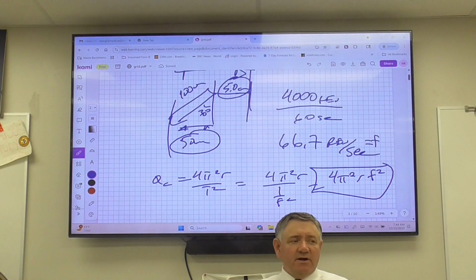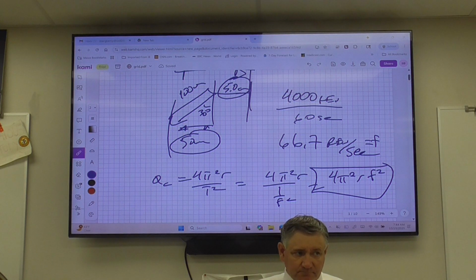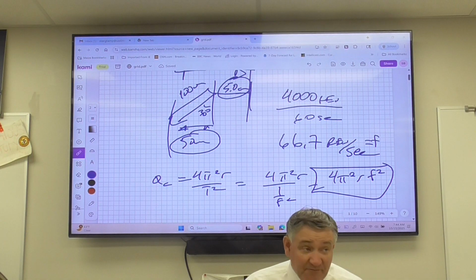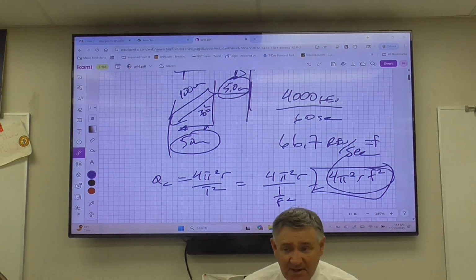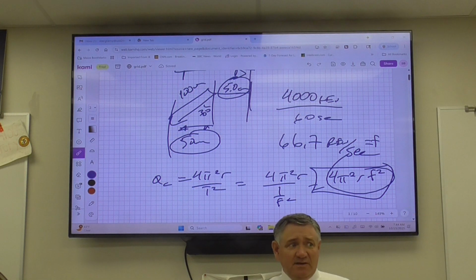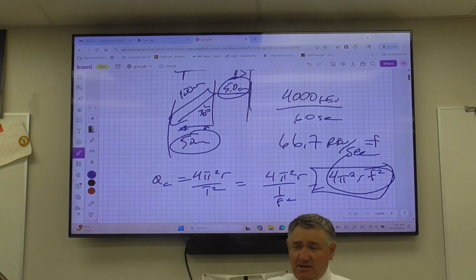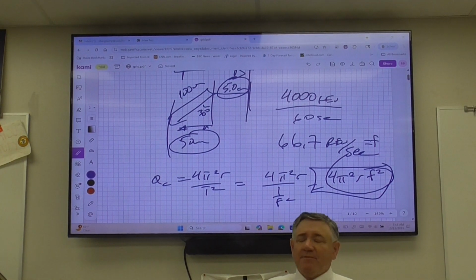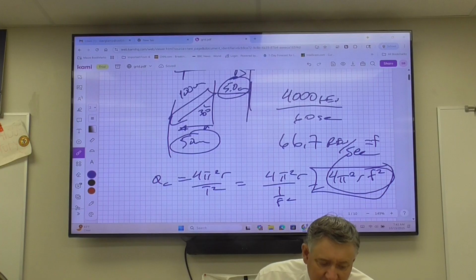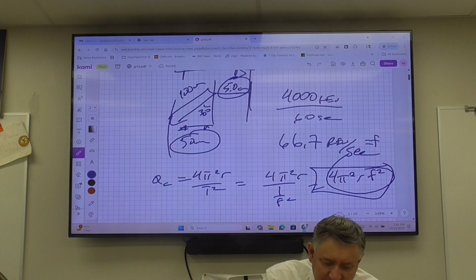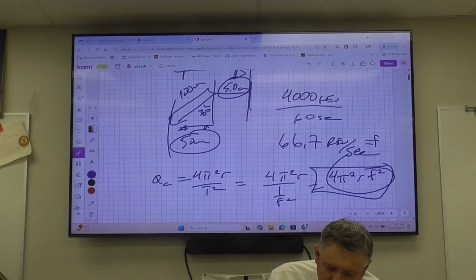I don't care which one you do. It's a personal preference. When I did it, I just did this because then I didn't have to go through the hassle of taking the inverse of 1 over 66.7. But here's the point on 10A: you're trying to figure out the centripetal acceleration.